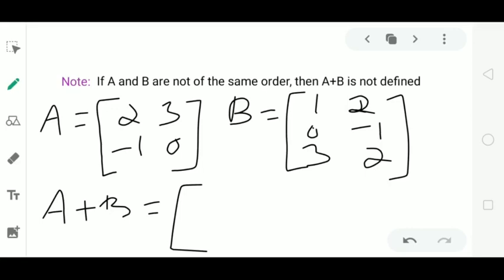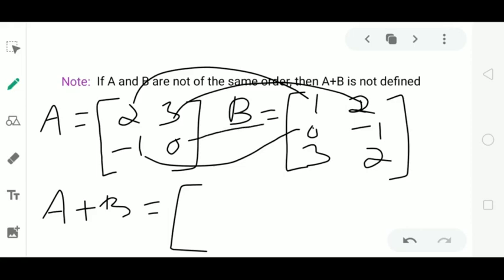corresponding elements. I can add the first element 2 to the first element of matrix B, 1, and 3 to 2. Minus 1 can be added to 0. 0 can be added to minus 1. But we do not have another row in matrix A, so that we can add third row elements to the elements lying in the third row of second matrix B.